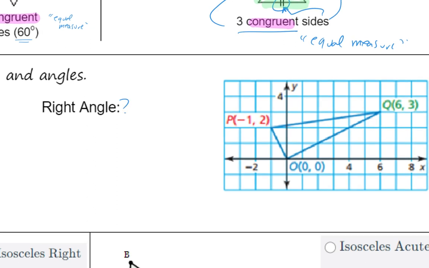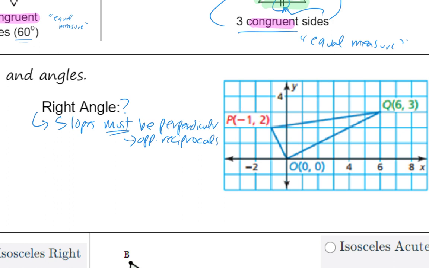If it's a right triangle, that means that the slopes must be perpendicular, which means opposite reciprocals. They must be opposite reciprocals. So let's check that out. Let's check the slope of this line and this line to see if we can put a box there. So let's look at this one right over here first.